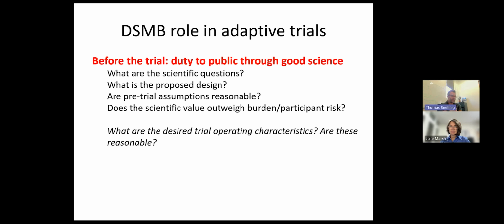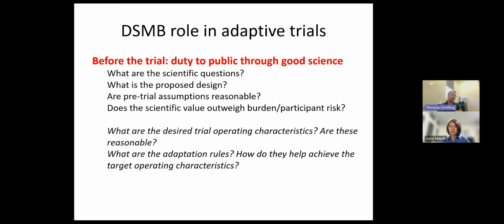More specifically, for adaptive trials, it's important to understand what the investigators' desired operating characteristics for the trial are. To what extent are they wanting to minimise type 1 versus type 2 error? To what extent are they wanting to minimise bias versus variance? What's the maximum or acceptable number of participants? What's the maximum or acceptable budget and timeframes? Are those things reasonable?